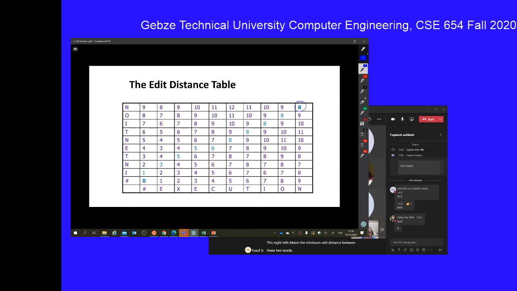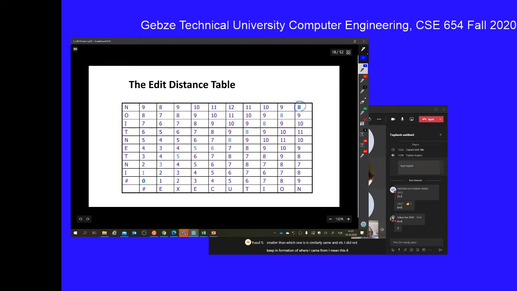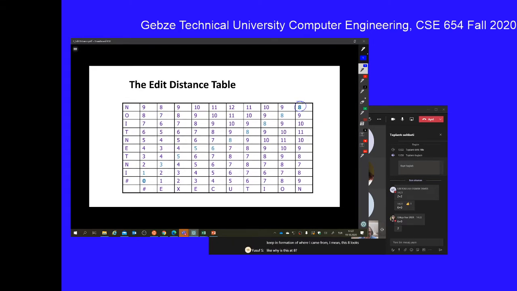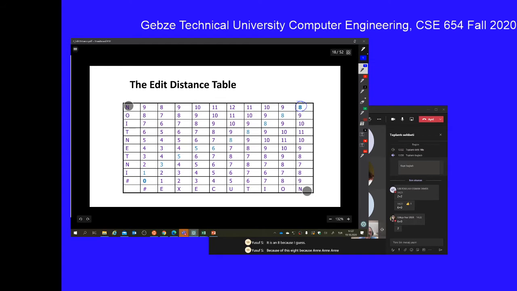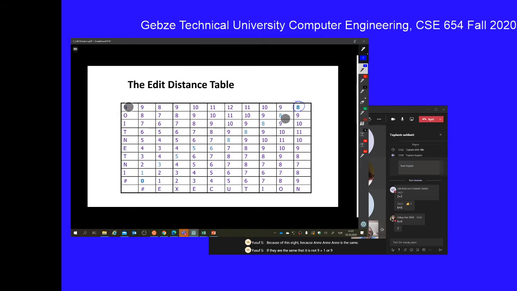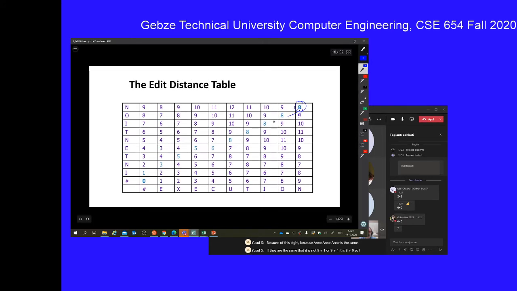But it doesn't tell me how many substitutions I should do, how many deletions I should do, how many insertions I should do, because all I did was calculate which one is smaller and which one is same, etc. I did not keep information of where I came from. Why is this an 8? It is an 8 because of this 8, because n and n is the same. If they are the same, then it is not 9 plus 1. It is 8 plus 0. So I came from here.